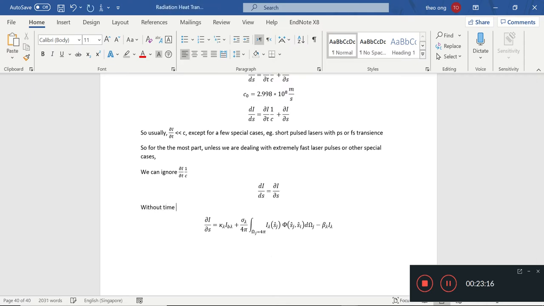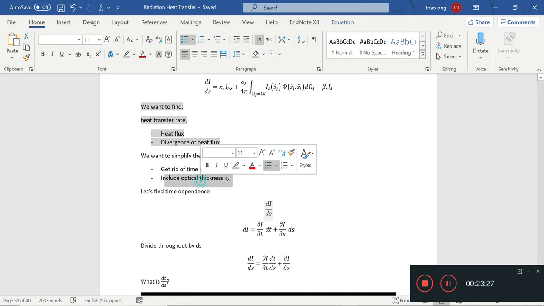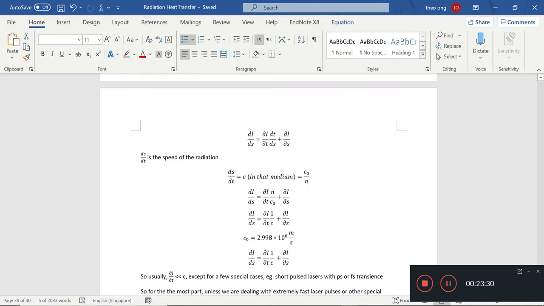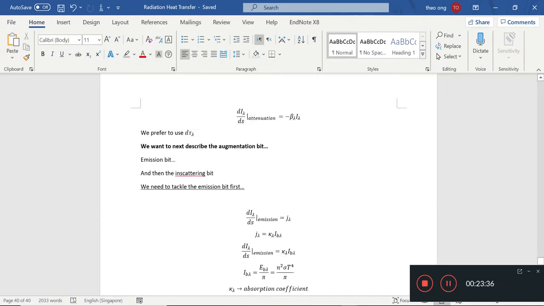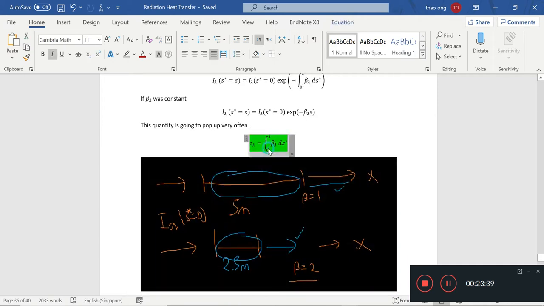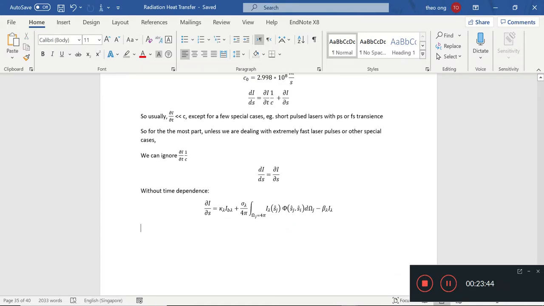Without time dependence, we get this form of the radiation transport equation. Next thing, of course, is to include this optical thickness. Probably that will be a subject for the next video, but let me just copy and paste what the definition of optical thickness is here. For optical thickness, tau lambda is this, and I'm going to stop the video here.